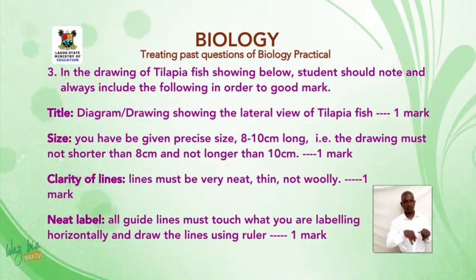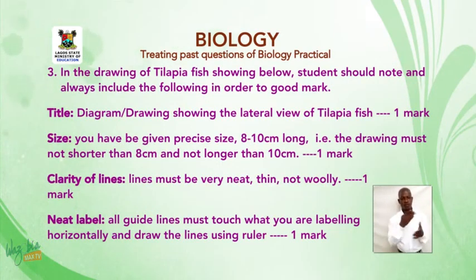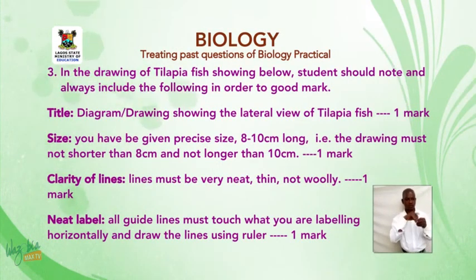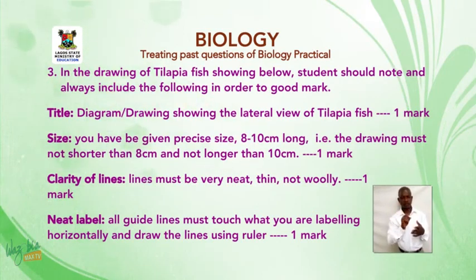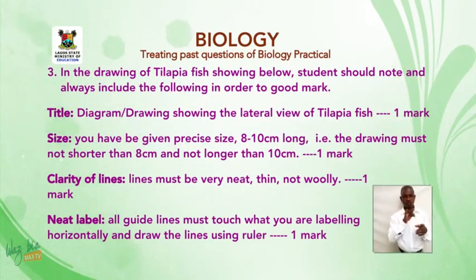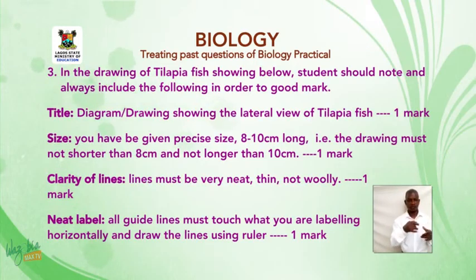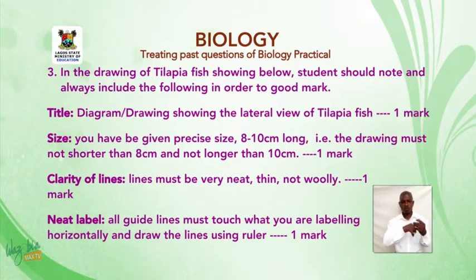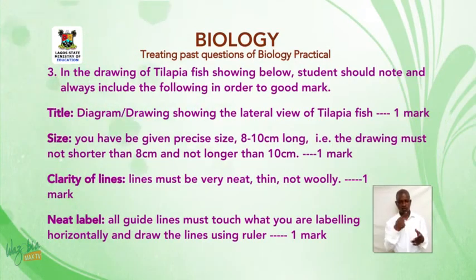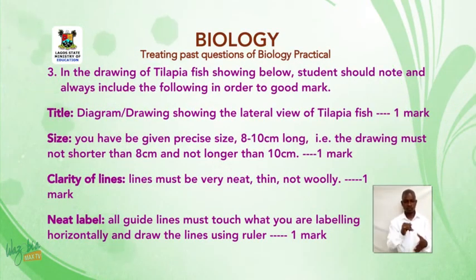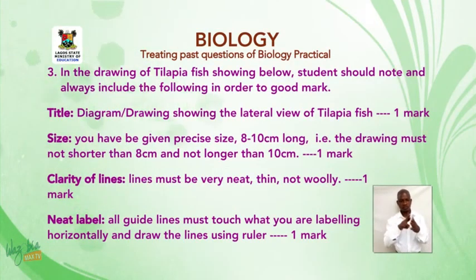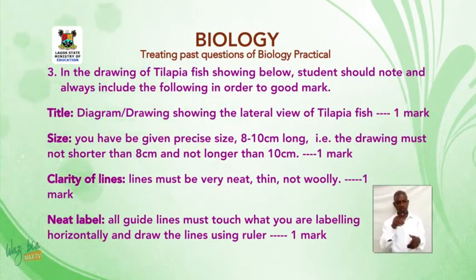Another one that can also give you mark is neat label. How you label all the parts or the features that you can see in the drawing. Neat label. All guidelines must touch what you are labeling. So if you are labeling a particular place, then let your line touch it. And you have to label horizontally. That is what they said, that all guidelines must touch what you are labeling horizontally, and draw the lines using ruler. So it is advisable for you to draw the guidelines with ruler. That one will give you 1 mark.